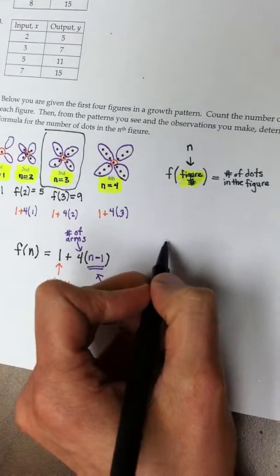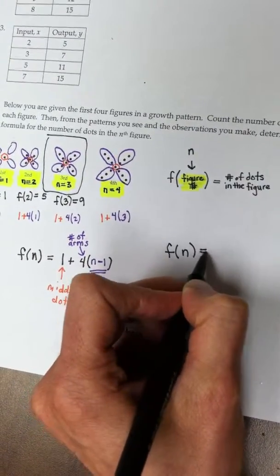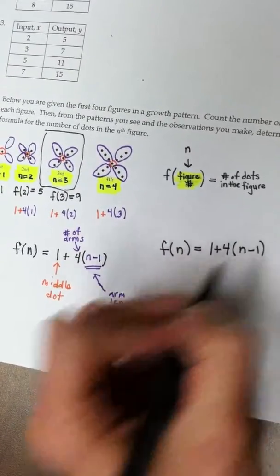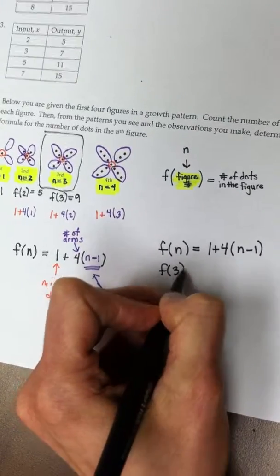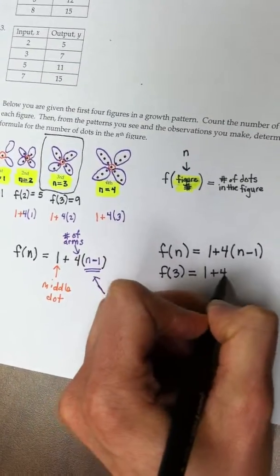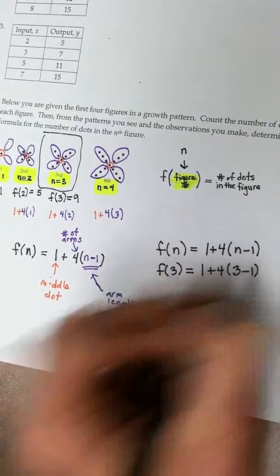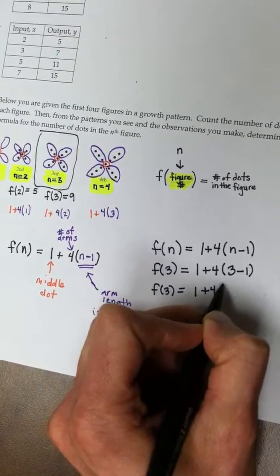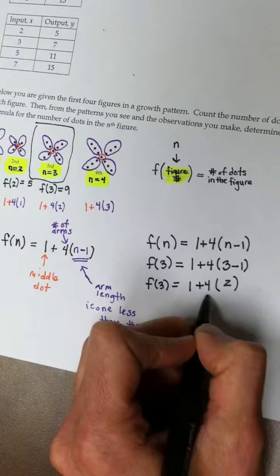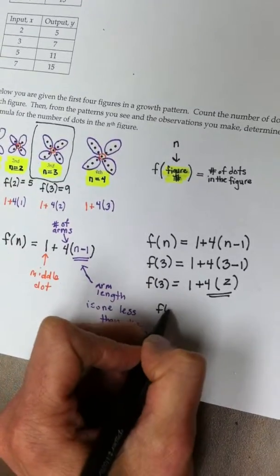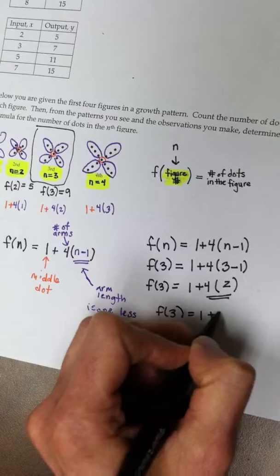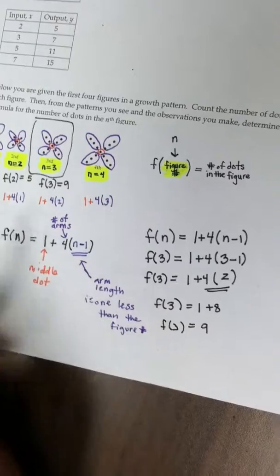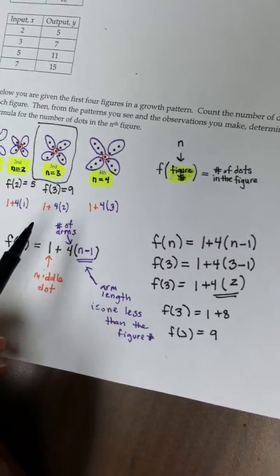So I'm going to check my function. My function says, when I plug in the figure number, I'm going to do 1 plus 4 times the figure number minus 1. So when I plug in a 3, figure number of 3, I really have 1 plus 4 times (3 minus 1). And following my order of operations, I'm going to do inside the parentheses first. 3 minus 1 is 2. Then I'll multiply before I add. So I really have 1 plus 8, and when I add 1 plus 8, I end up getting 9, which works because in my third figure I had 9 dots.